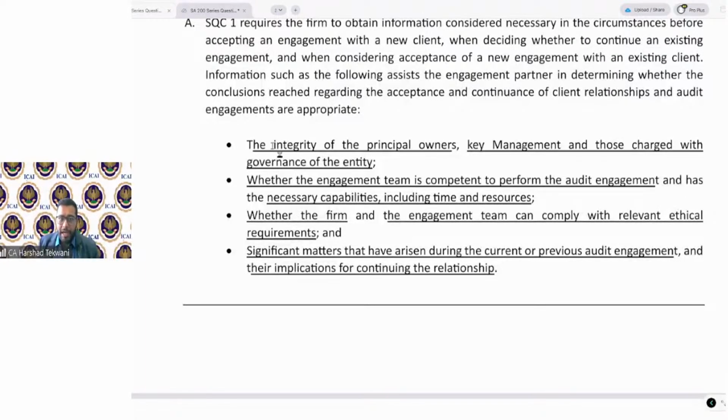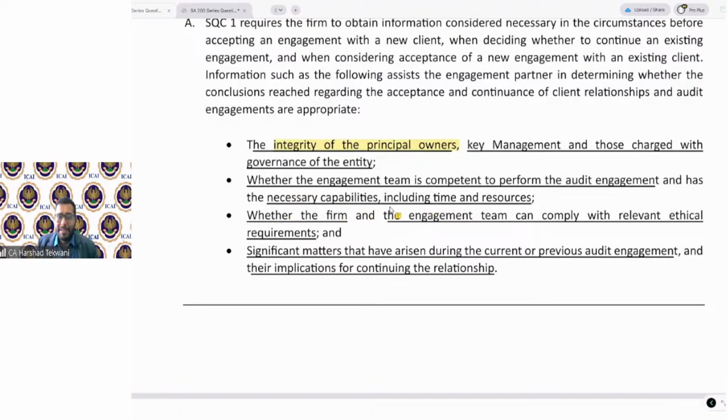One, integrity of the principal owners. Why? Reason because to understand how much integrity the principal owners, key management, and those charged with governance have, and because it helps you in your decision making in your risk assessment and to look into if there are chances of any fraud or not.